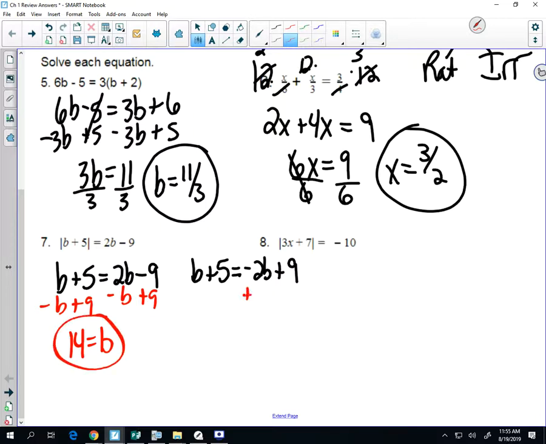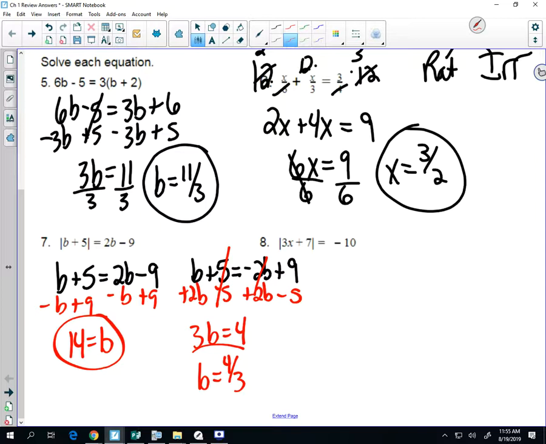And then over here, I'm going to add 2b this time to keep it positive. And I'm going to subtract 5 at the same time. So I'm going to get 3b equals 4. Divide by 3. And again, I'm going to keep it as a fraction, as 4/3. Oh, I guess I should check this. Does 4/3 work when I plug it in? Maybe I'm just going to use my calculator on this one.